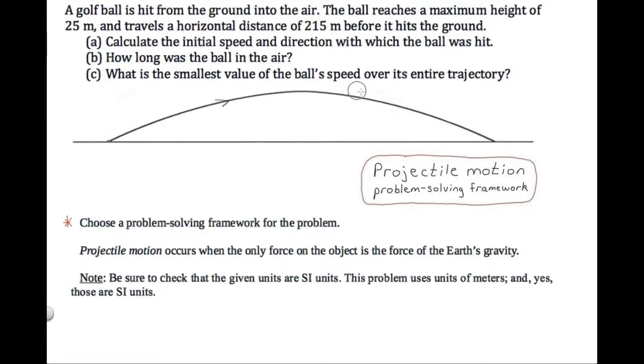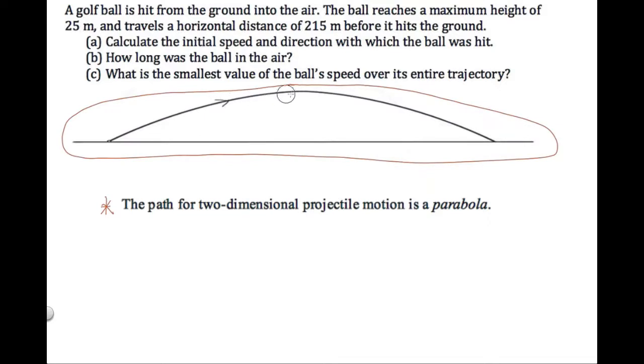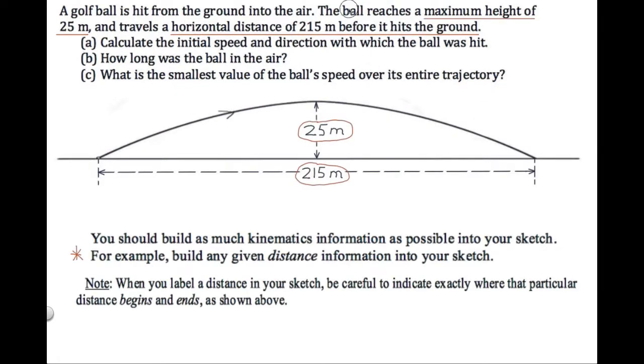After it's hit and before it hits the ground, the only force on the golf ball will be the force of the Earth's gravity. So the ball will undergo projectile motion. The golf ball's parabolic path of motion was already drawn for us. The problem tells us that the golf ball reaches a vertical height of 25 meters and that it travels a total horizontal distance of 215 meters before it hits the ground. Build that information into the sketch, like so.